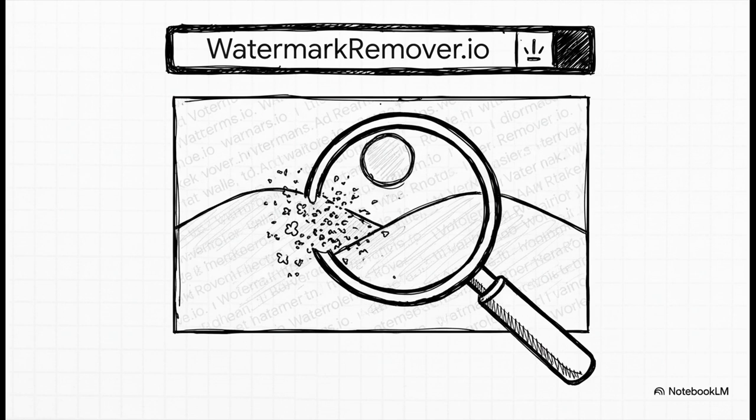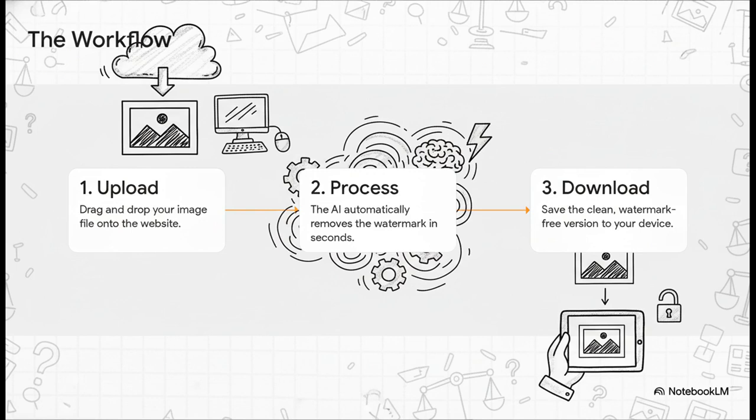The tool at the center of all this is called watermarkremover.io. And yeah, its name pretty much tells you everything you need to know about its one powerful purpose. And the process is just as simple as it sounds. You go to the website, you drag and drop your image, the AI does its thing in just a few seconds, and then you download the clean, watermark-free version. That's it. No manual, no tutorial, nothing.